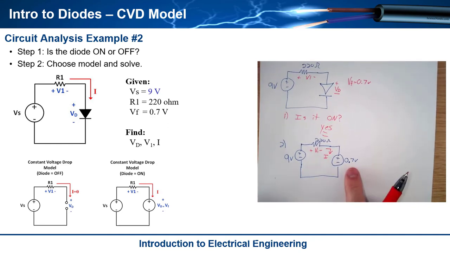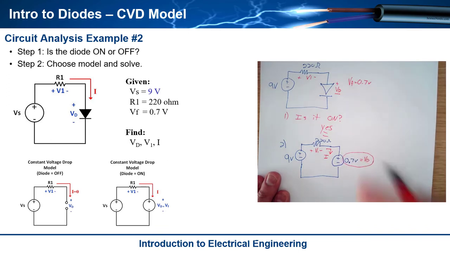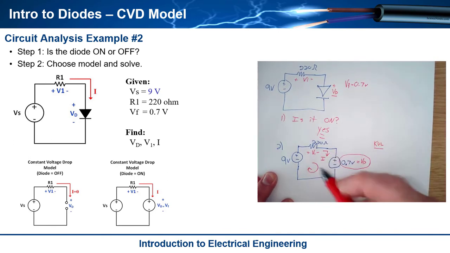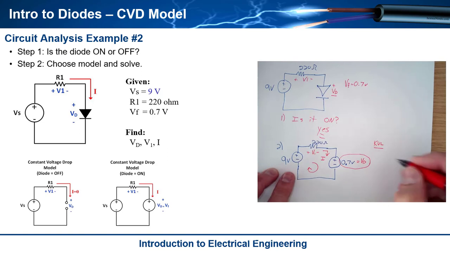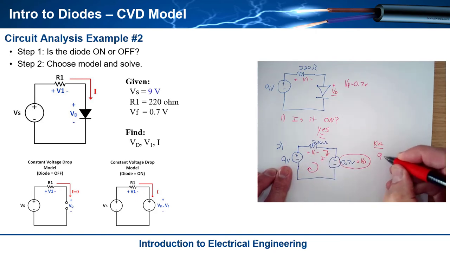I want to find VD, I want to find V1, and I want to find I. So first of all, this is VD, so that's done. Let's do V1. So let's do KVL around this loop. Remember, I'm going to sum my rises on the left and my falls on the right. So I go around clockwise, and I rise from negative to positive on the 9 volt. So I've got 9 volts as a rise.